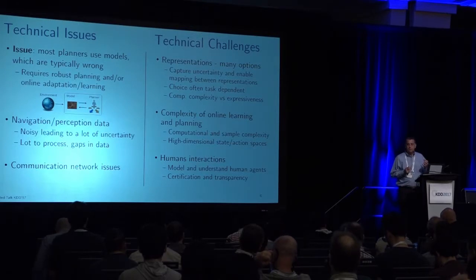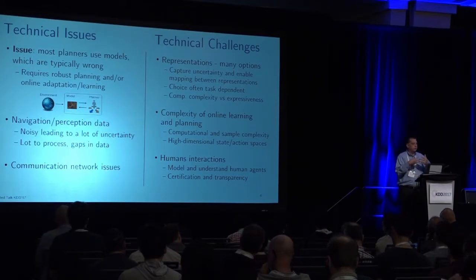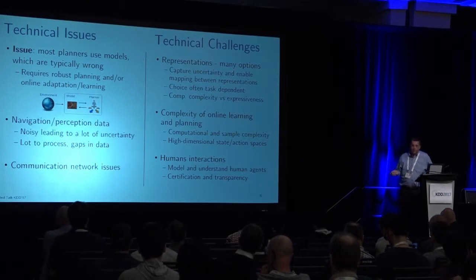So that's an example of a situation where the best representations for the two problems you might want to do, which need to be able to talk to each other, actually end up being at opposite ends of the spectrum. So there's a lot of complexity in terms of computation and sample complexity, which is how much data you need. We get a lot of data, but we don't often get the right kind of data. And anytime we're doing planning and learning, it ends up being high dimensional.